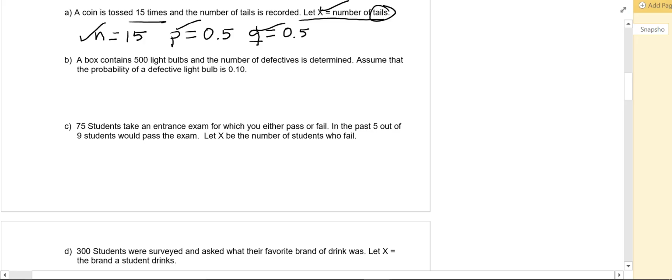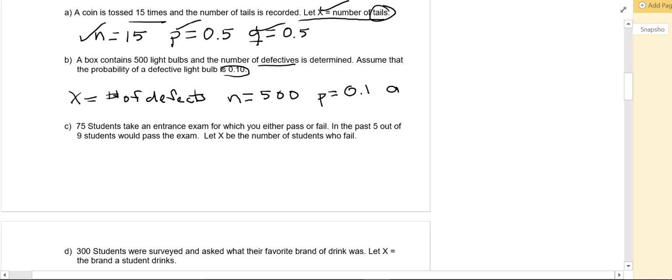B, a box contains 500 light bulbs and the number of defects is determined. Assume the probability of a defective light bulb is 0.10. Well, if I let x equal the number of defects, I'm counting one of two things. It's either defective or not defective. The number of possible things that can count up to is 500. The probability of what I'm counting is 0.1. So the probability of not getting a defect, which is the opposite, is 0.9.